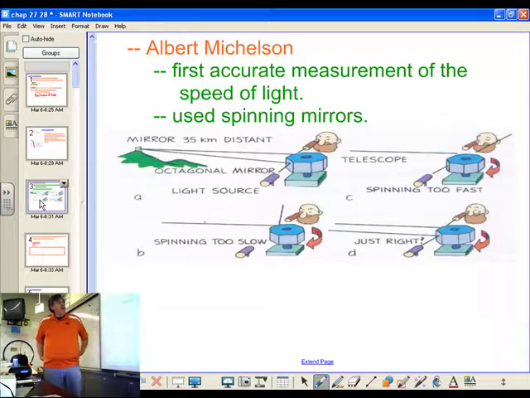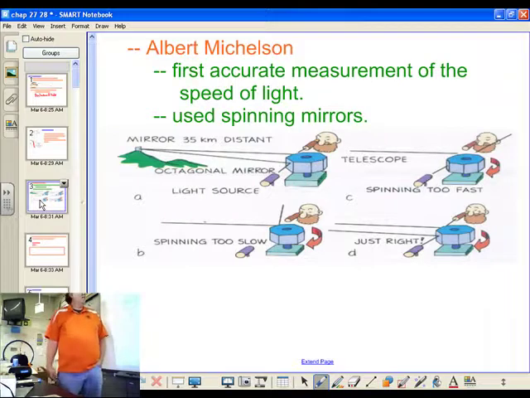Which leads us to Albert Michelson. Albert Michelson was the first American to win a Nobel Prize, and he got it for the speed of light. He used spinning mirrors. Now, this is a later experiment. Actually, the first experiment was done at the Naval Academy, where Albert Michelson was a professor at that time, and it was a much smaller setup, about 100 yards.